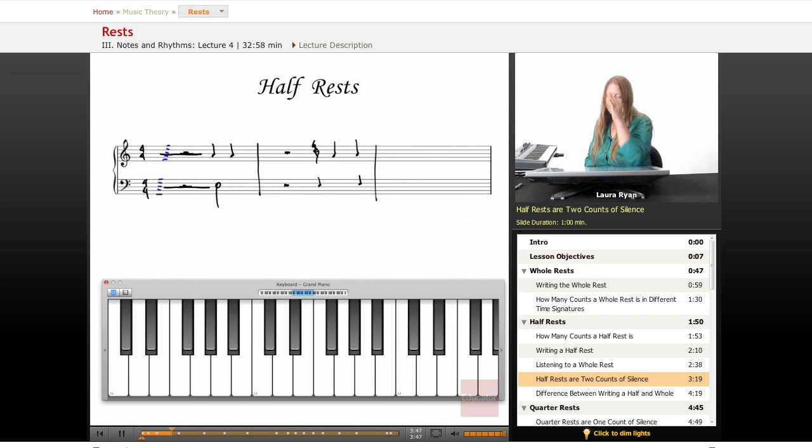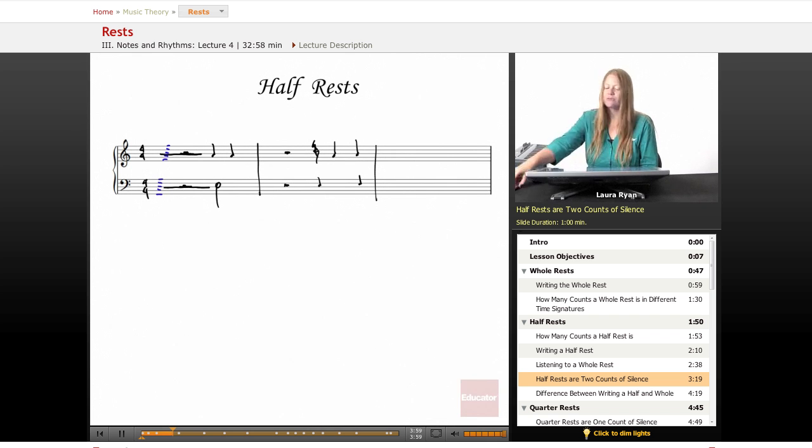If we're in 3, a half rest will be 1, 2. So it'll be like 1, rest, rest. Let me write down what I just played. So in the time signature of 3, here's 3/4. Here's a quarter note and a half rest. I did that 2 times. That's what I just played. 1, rest, rest, 1, rest, rest. It's just a black box.